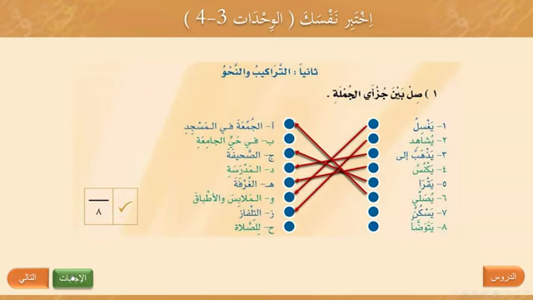And then we have yaskunu, he lives, and yaskunu fi hayy al-jami'ati, he lives in the university district. And then we have yatawadda'u, he makes wudu, yatawadda'u lis-salah, he makes wudu to perform salah. So here we have eight questions, and now we have connected the first part to the second part, and I hope that you have full marks.